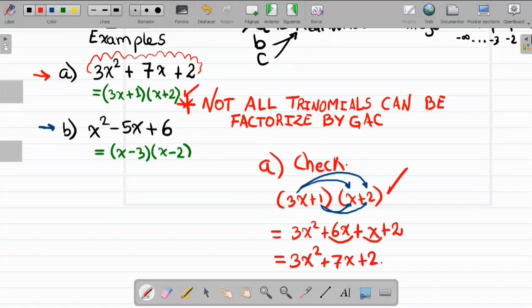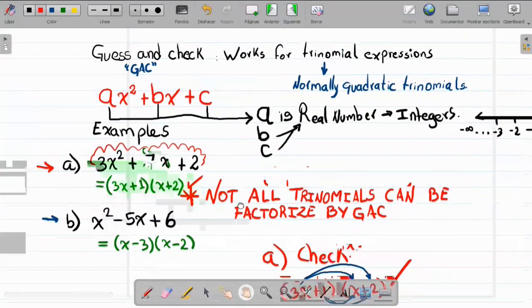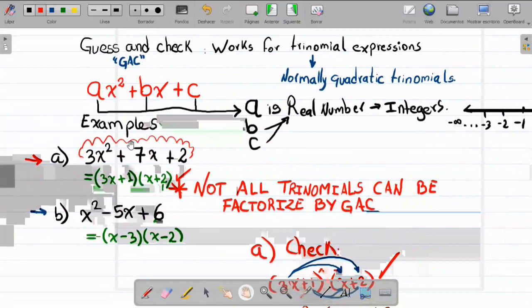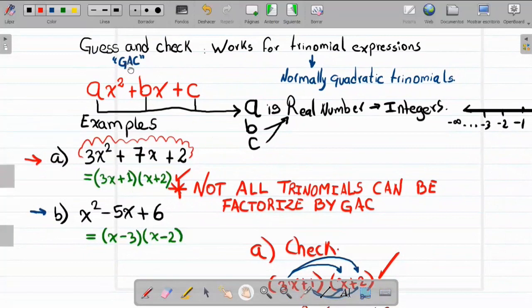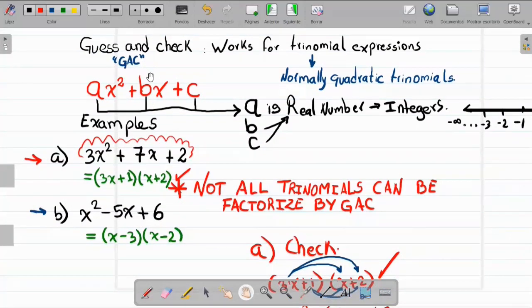Of course, this is not something that I am asking you to do if you're clear with how the guess and check method works. But again, right now, what I need is that you understand that this expression fits in the guess and check method. Okay? But there is something sad about the guess and check method, and it is that not all the trinomials can be factorized by guess and check.